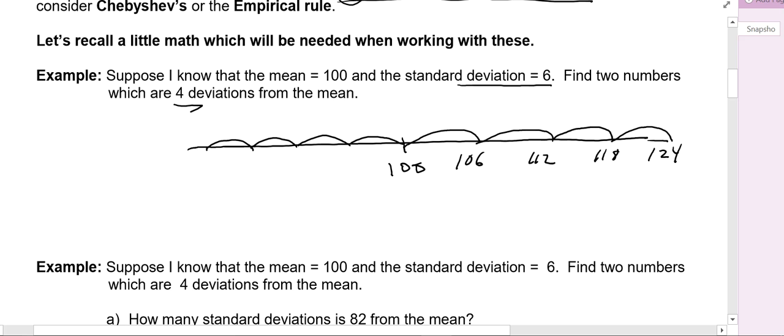If I go in the other direction, 6 units, another 6, another 6, and another 6, meaning 4 deviations, right? Well, if this is 100, 6 units, 94. 6 units, 88. 6 units, 82. 6 units, 76. So here are the two numbers which are 4 standard deviations from the mean.